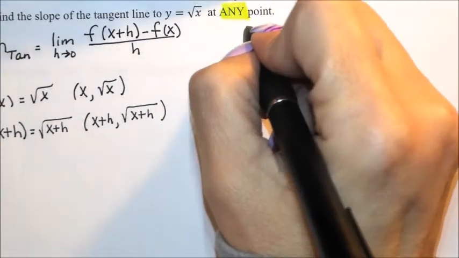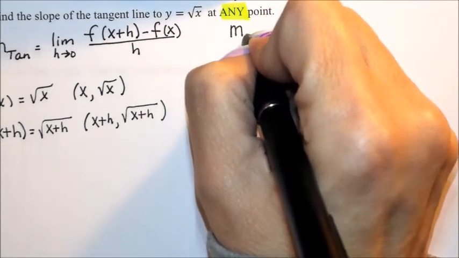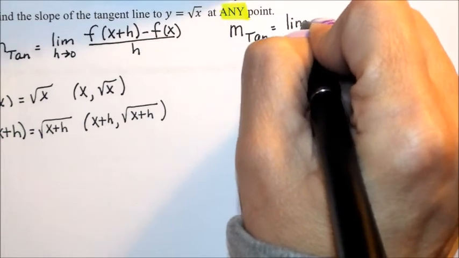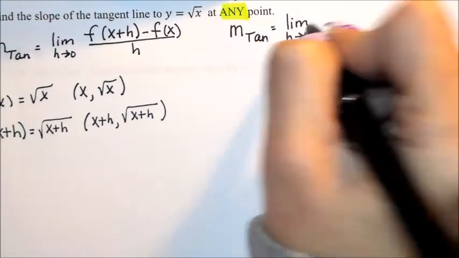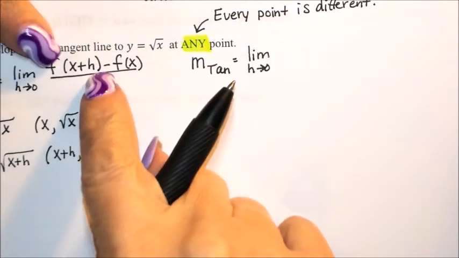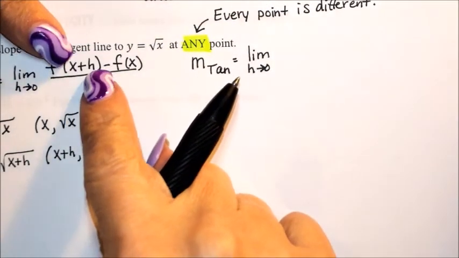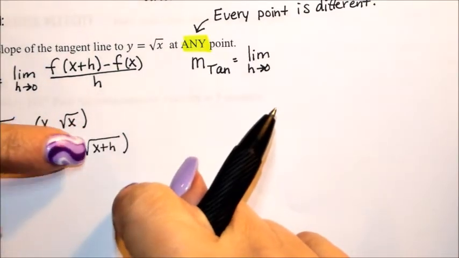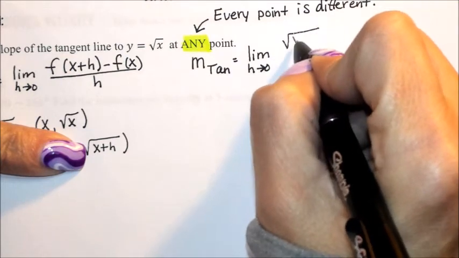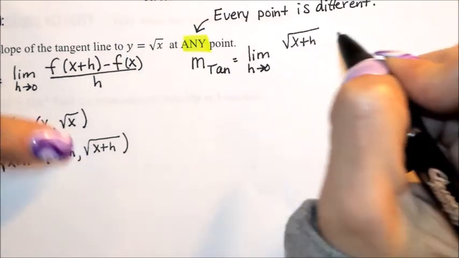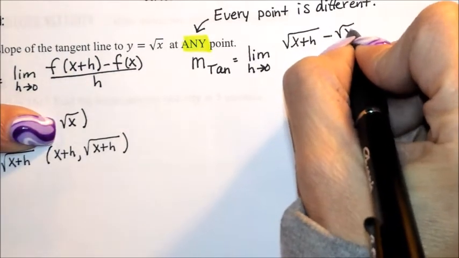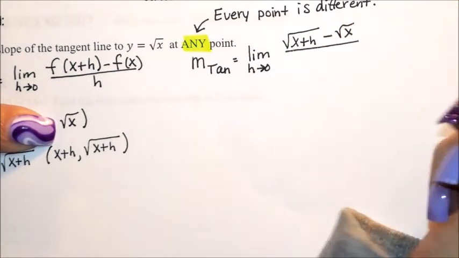Here we go. The slope of the tangent line is the limit as h approaches 0 of. Now, do you know enough now we can just plug this in, right? F of x plus h. That would be this one right here, right? So that will be the square root of x plus h minus f of x. So minus f of x would be the square root of x, all over h.